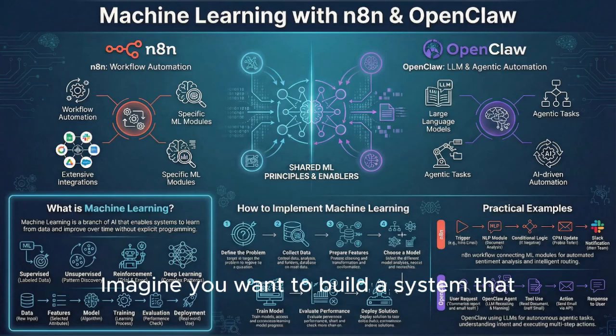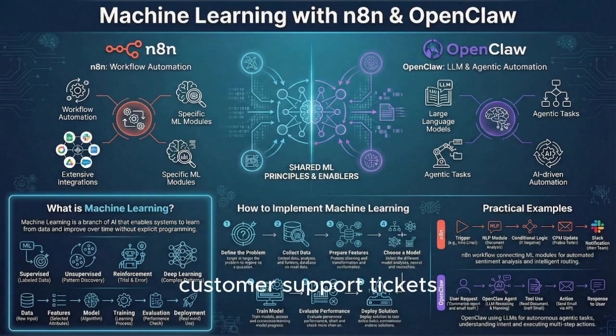Imagine you want to build a system that automatically categorizes customer support tickets. With n8n, you can create a workflow that starts whenever a new ticket arrives in your help desk system, like Zendesk or Freshdesk. Then, you can use an OpenClaw node with n8n to send the ticket's text to a pre-trained text classification model. This model could be one you built yourself or one available publicly. The model analyzes the text and predicts a category: is it a billing issue, a technical problem, or a feature request. OpenClaw handles all the complexity of running the model.